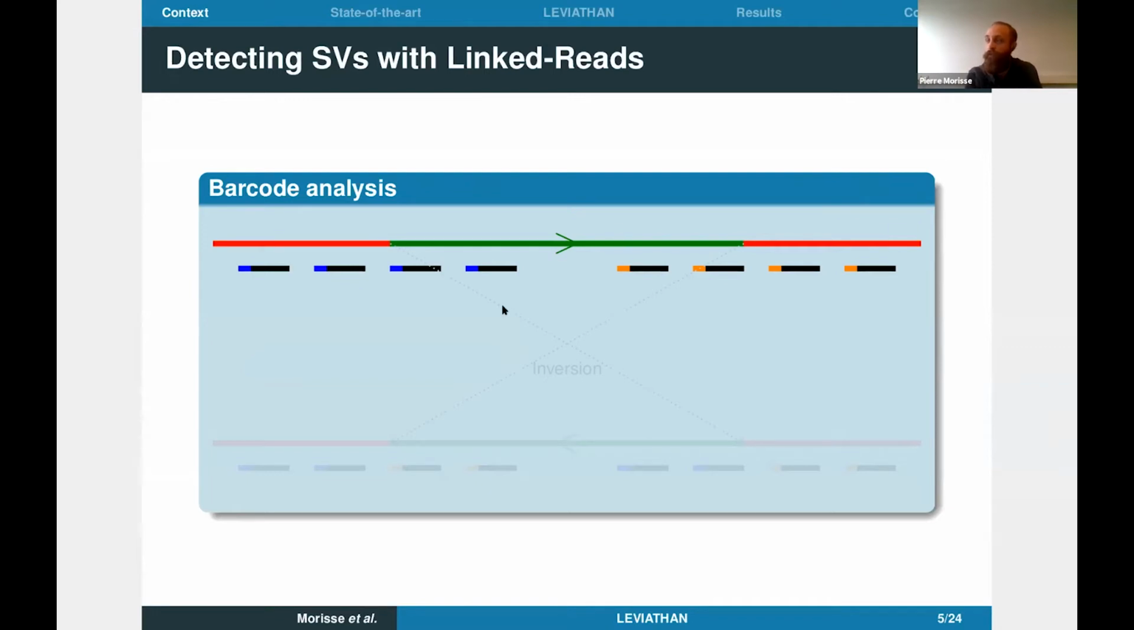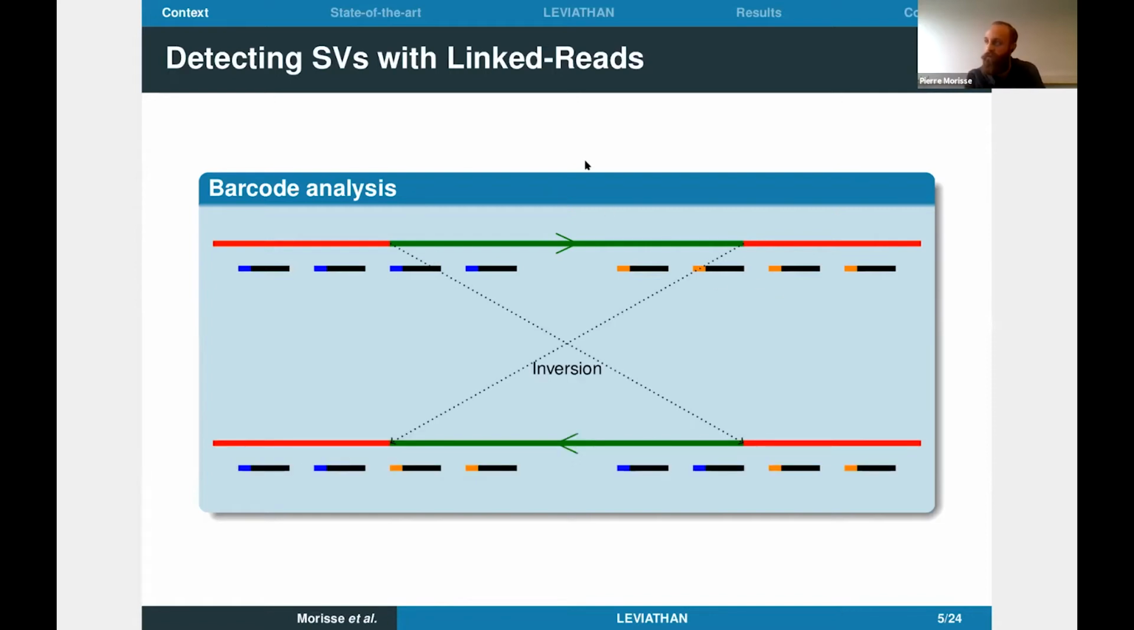So for instance, if we realign our linked reads to a reference genome, if we have no SV, we should be able to see stuff like this with all the blue barcodes gathered together and all the orange barcodes gathered together. But if we have, for instance, an inversion on the green region right here, we will be able to see such abnormalities with blue and orange barcodes gathered together on the left and on the right of the green region. And basically, this will give us pretty strong indication that there is most probably an SV occurring here.